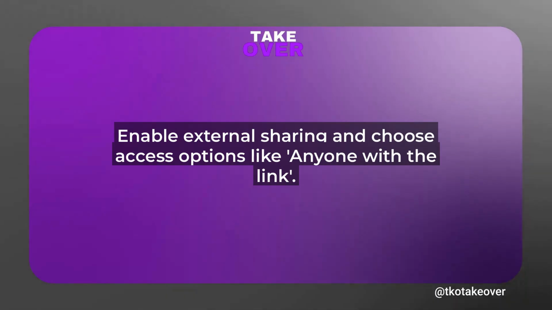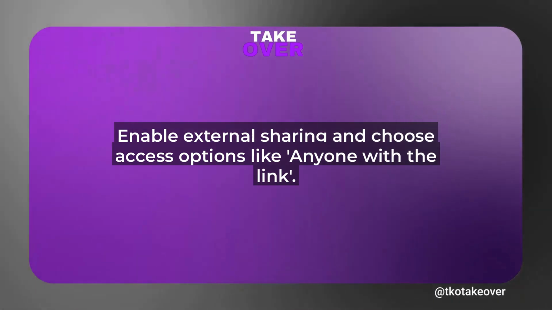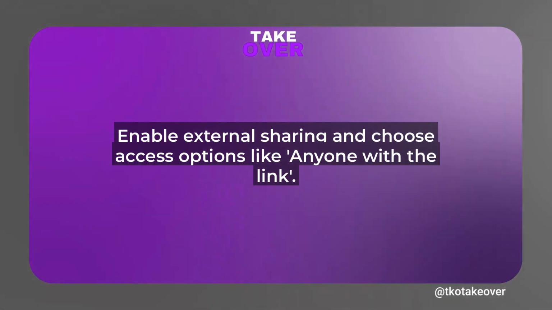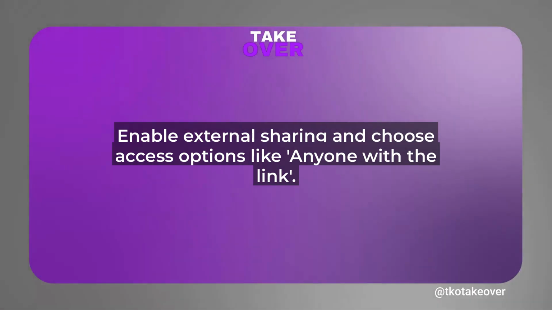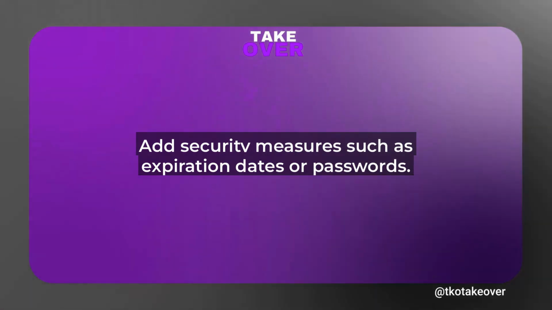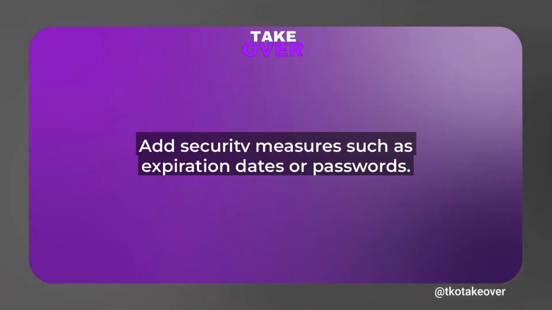Next, Step 3. Under External Sharing, choose Anyone with the link or Specific people based on your needs. Remember, making a site fully public means anyone can access it, so double-check your content for sensitivity. You might also want to set expiration dates or password protections for added security. It's all about balancing openness with safety.